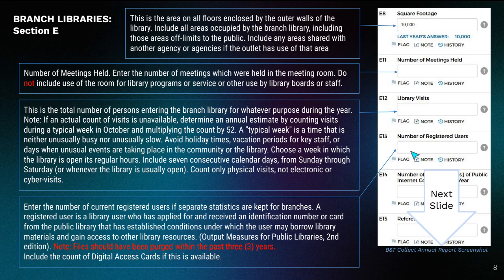Also, you want to realize that your registered users could include people from outside of your district if they pay a membership card fee. Registered users are those people that have cards and access to your library. So those digital access cards are included as well. It may not just be people in your town. It may be people from outside of your town if you do offer a card to them as well.